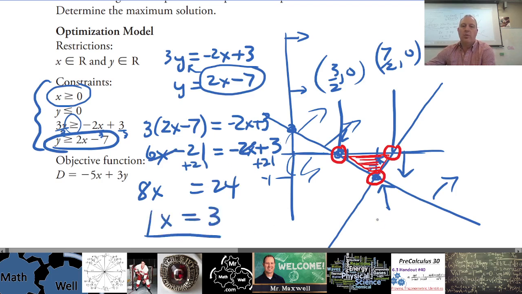So that means that this point has an x value of 3. And then what's the y value? Well, you put 3 into either one of these equations.